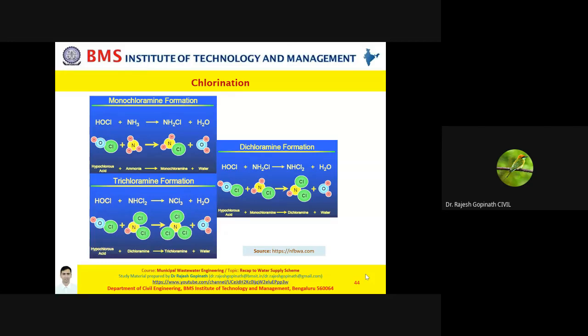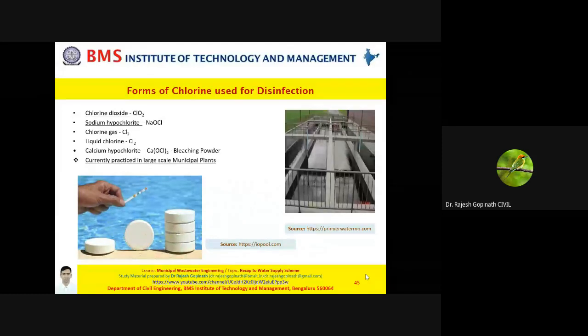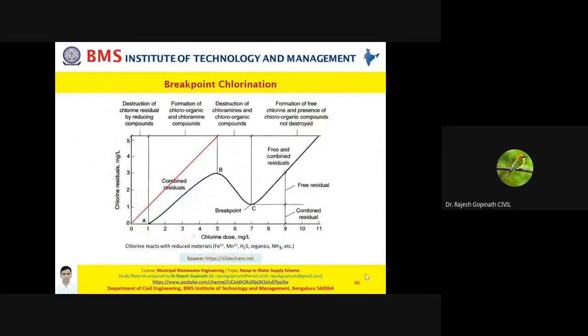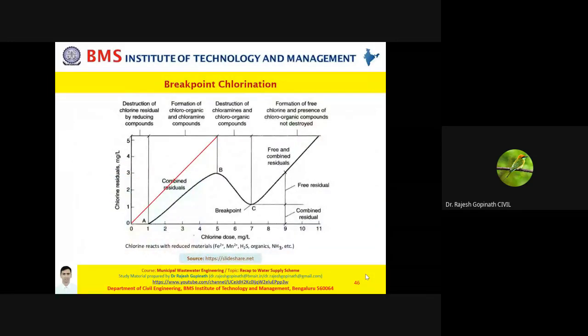I will not be delving too deep into this, but I hope you recollect terminology such as free available chlorine, residual chlorine, total chlorine, chlorine added. I hope you also recollect types of chlorination: pre-chlorination, post-chlorination, super-chlorination, plain chlorination, dechlorination, and of course, breakpoint chlorination. So chlorine can be added in different forms.